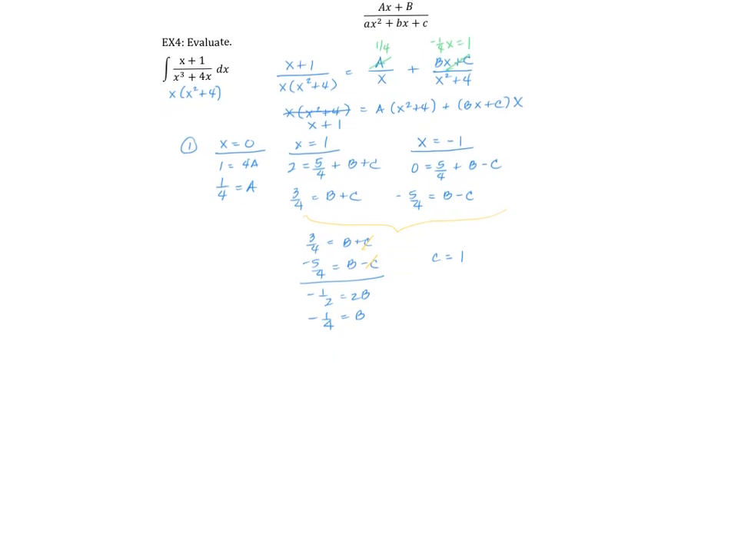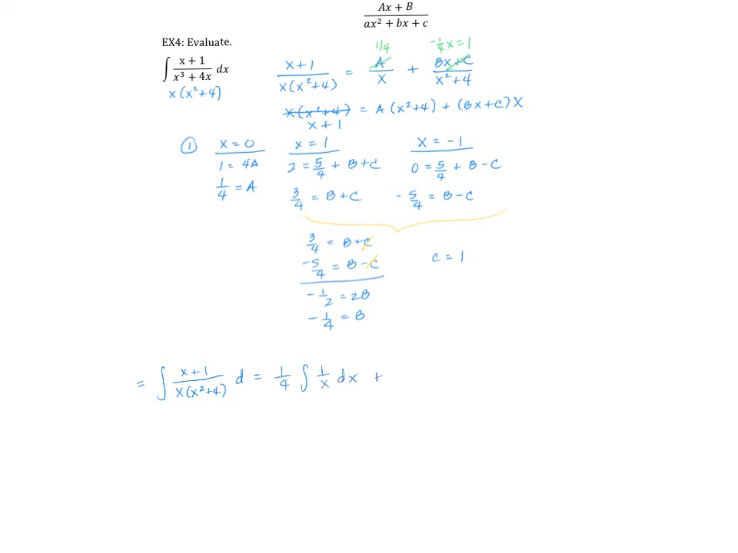This one is not so nice. So our integral, which started out as x plus 1 over x times x squared plus 4 dx, is going to be equal to 1/4 the integral of 1 over x, that's nice, dx.